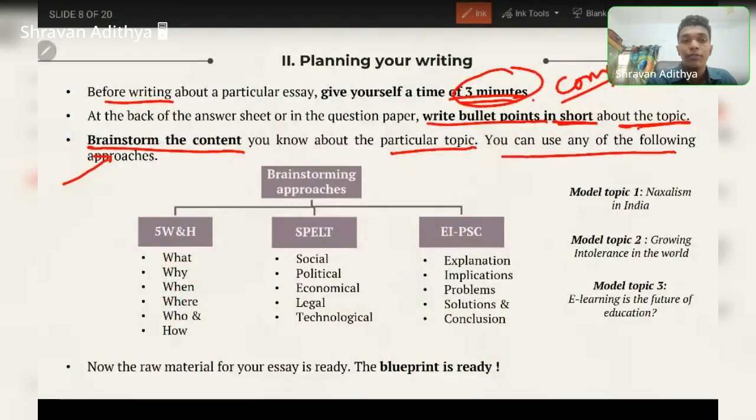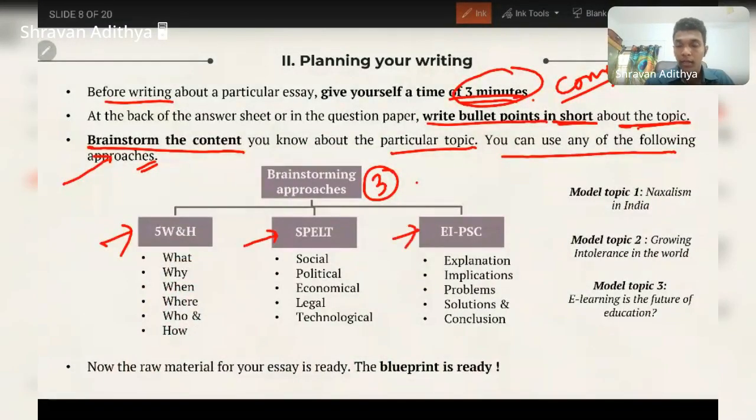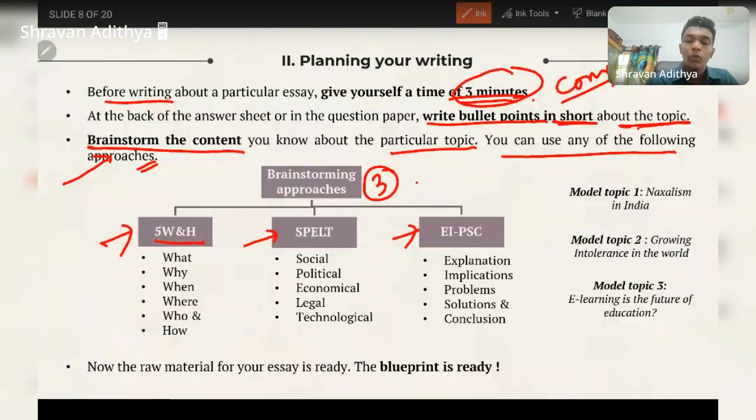You can use any of the following approaches. I personally had 3 approaches. Once I choose an essay topic, I go to the end of the question paper. Then I use one of these approaches, depending on the essay topic. The first is the 5W and H approach. Here you write about what is it, why, when, where, who, and how. You brainstorm your points based on the 5W and H approach.